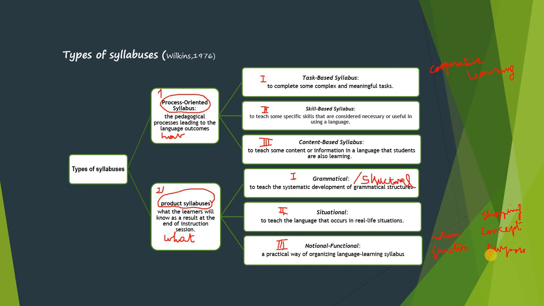So the notional functional syllabus is normally based on needs analysis, meaning the needs of the students have to be analyzed and explored through different types of interaction and communication. So a learner can be involved in what is called needs analysis, which is central to designing such syllabuses. Okay, so I hope that it is clear up till now. Types of syllabuses set by Wilkins in 1976.